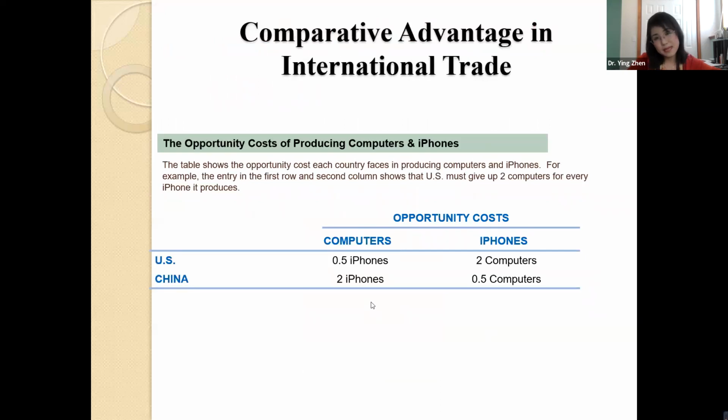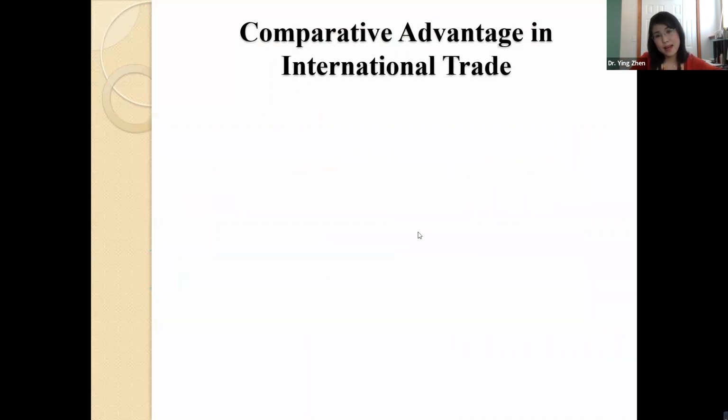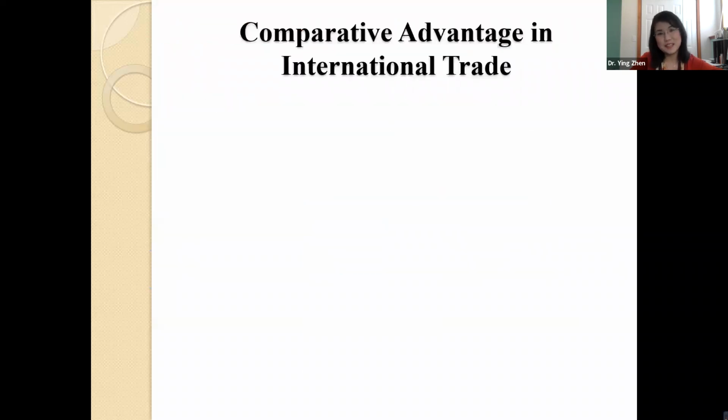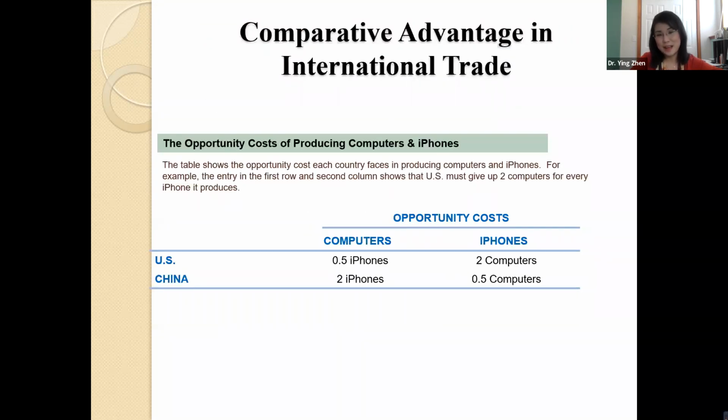So the first step is to calculate the opportunity cost. And based on my teaching experience, a lot of students still struggle with this concept. What do we mean by opportunity costs? Simply put, the value of the second best choice. Also easier said than having a very clear understanding.